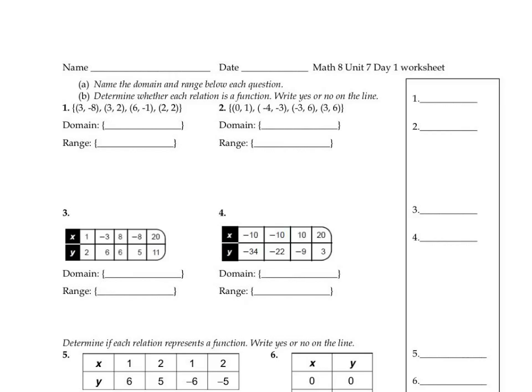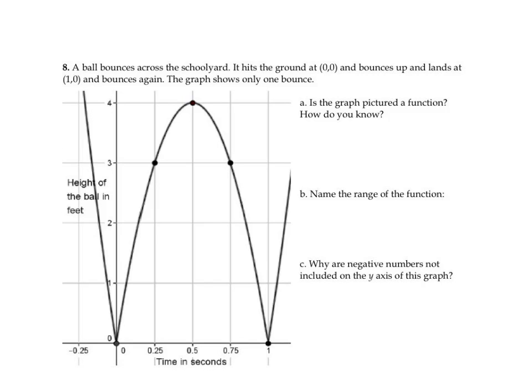Hey guys, so today we're going to be looking at the Unit 7 Day 1 worksheet on the back. And we're going to look at number 8. Number 8 tells us that a ball bounces across the schoolyard. It hits the ground at 0, 0 and bounces up and lands at 1, 0 and bounces again. The graph shows only one bounce.